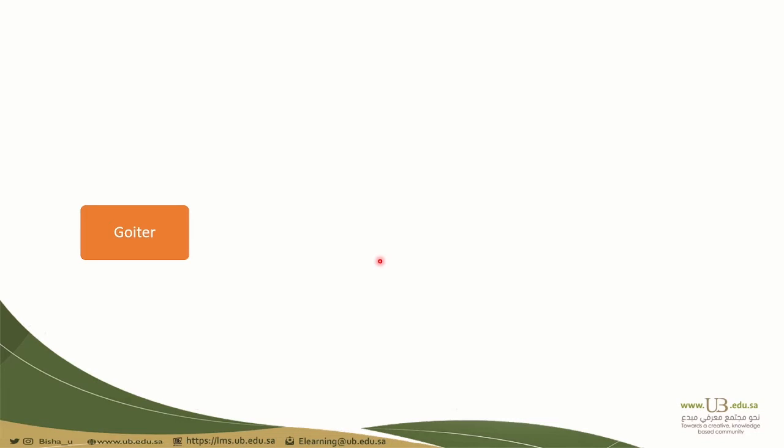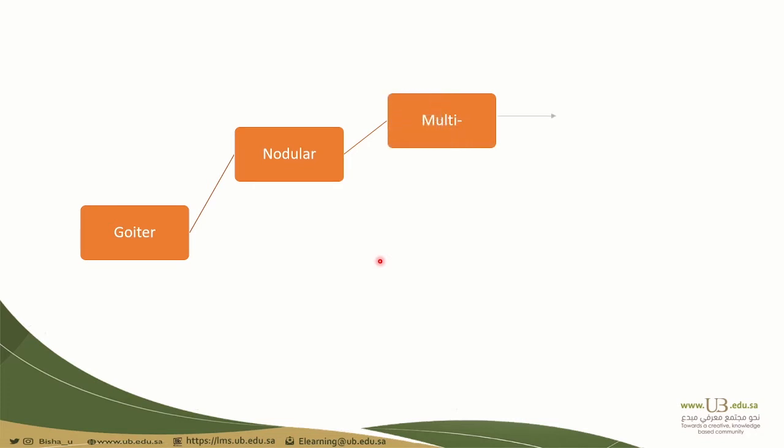Now we'll talk about every type of goiter separately. So as we said, if I have a patient with goiter, maybe it is nodular. If it is multinodular, whether it is simple or toxic, we'll talk about simple here.